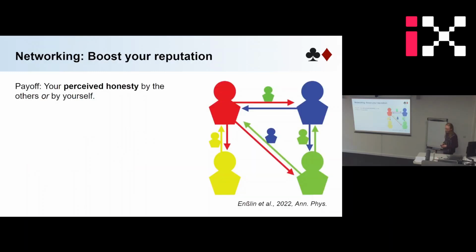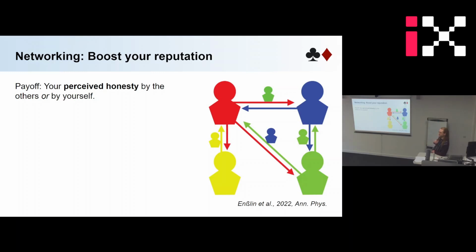And so there's a large part of this that are so-called reputation games, and there's a very nice paper recently by Enslin et al. If you were to make a poster, I think this is a nice starting point for a poster. Basically this is an agent-based model. So here you have 4 agents, a yellow one, a red one, a blue one, and a green one. And what they really care about is how honest the other players perceive them to be, or how honest they feel themselves.